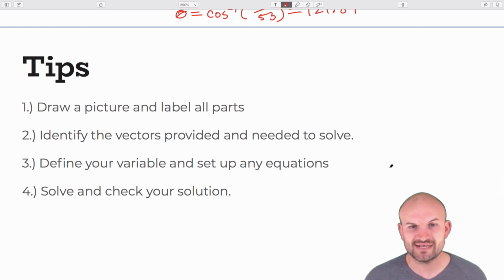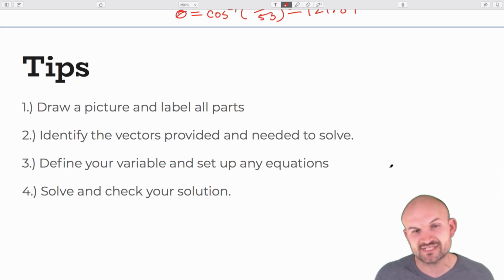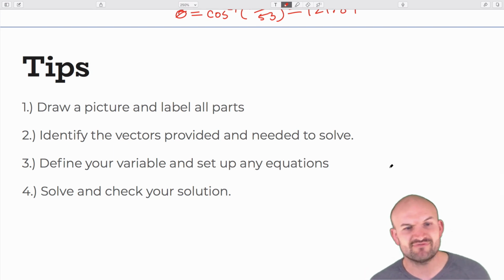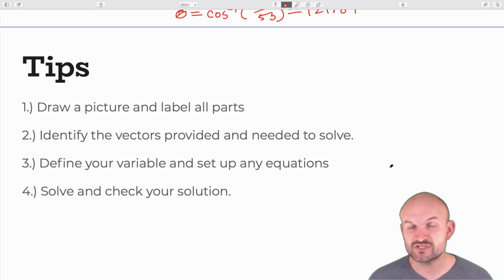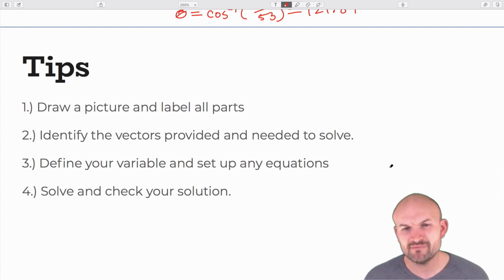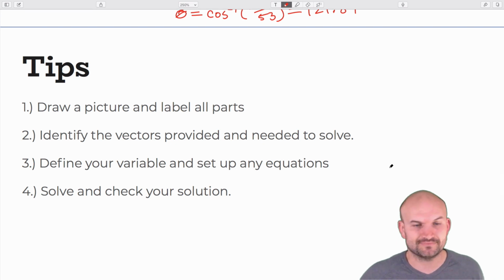So when we want to solve word problems using vectors, the first thing we want to do is draw a picture and label all its parts. Then what we want to do is identify the vectors provided and that are needed to solve. So, whatever we're looking for, we want to make sure we understand them. The last thing is we want to define our variables and set up any equations. And then last but not least, we want to solve and check our solution. Basically, checking your solution is not like checking your work, but checking to make sure your solution makes sense.